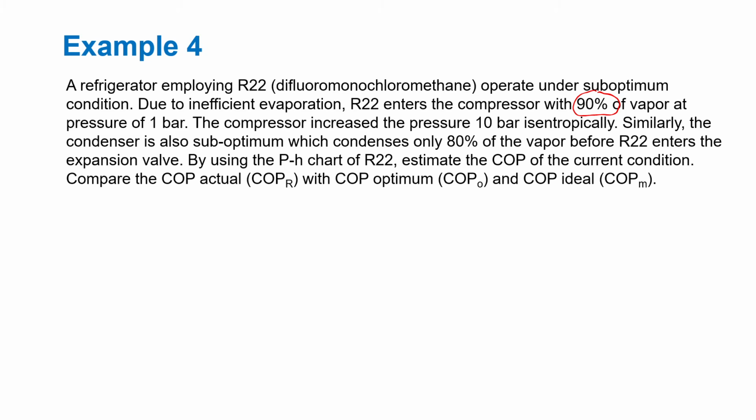So it condenses only 80% of vapor, meaning we can only produce 80% of the liquid instead of 100% liquid. Okay, and then the question is, by using the pH chart of R22, estimate the coefficient of performance of the current condition. Compare the current COP with the optimum COP, so we call it COP optimum here, and the COP ideal, which is the Carnot performance.